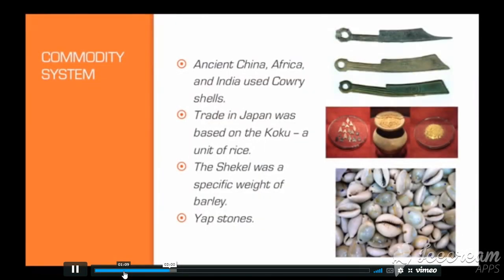Eventually, the bartering system was abandoned for a more intermediate commodity system. In ancient China, Africa, and India, they used cowrie shells. Trade in Japan was based on the koku, which was a unit of rice. The shekel was a specific weight of barley. Contrary to popular belief, precious metals have rarely been used outside of large societies in the form of trade due to them being very scarce and hard to mine. Gold in particular has only been used as currency for a few relatively brief periods in history.